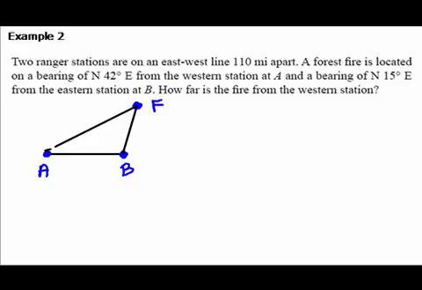We're told that the fire is 42 degrees east of north from station A. And you remember that when we were measuring a bearing, this angle right here is the one that is 42 degrees. That angle means 42 degrees east of north is where that fire is located. So if that angle is 42, then the angle inside must be 48, because those two need to add up to 90. That makes that angle 48.